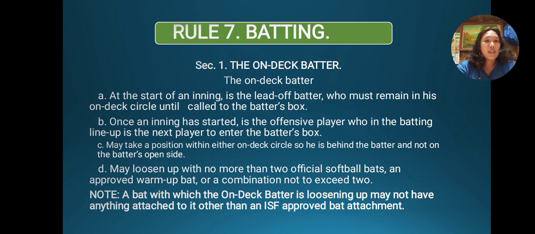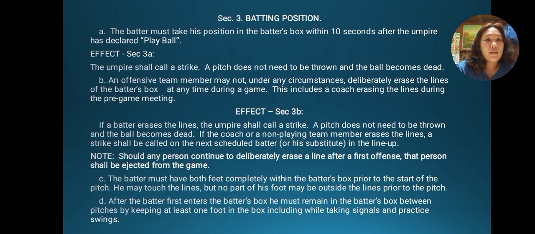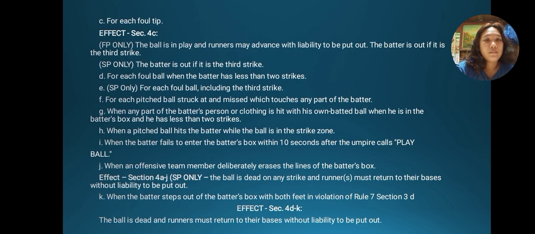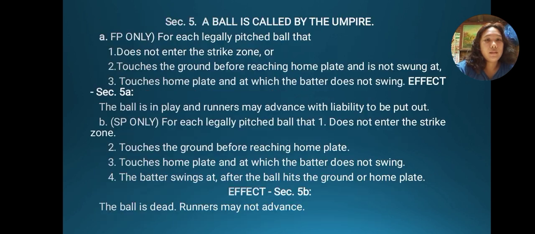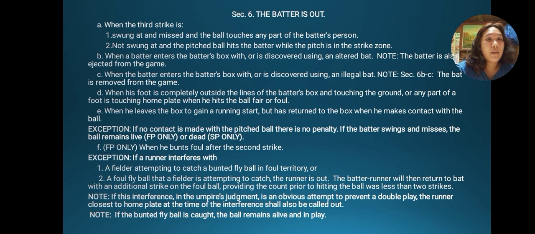Now we will proceed to Rule 7, the batting. Section 1 is the on deck batter. Next is Section 2, the batting order. Then Section 3 is the batting position. Then Section 4 is a strike is called by the umpire. Then Section 5 is a ball called by the umpire. Then next is Section 6, the batter is out.